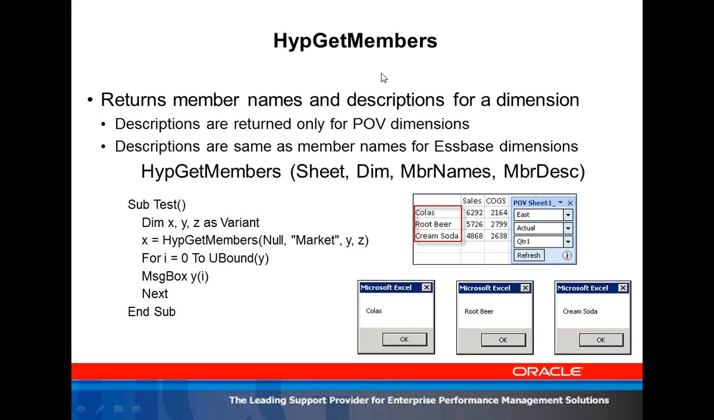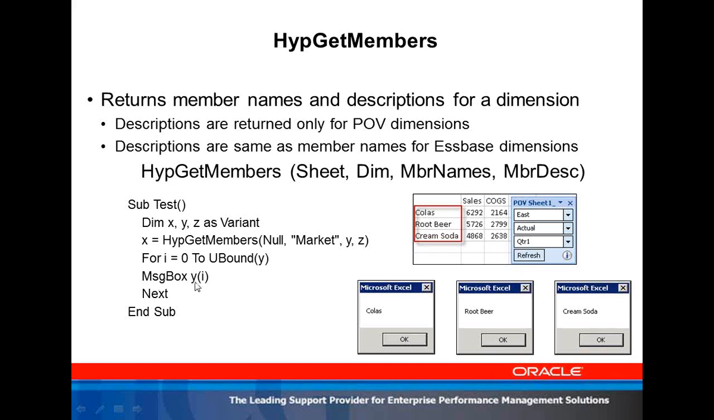HSGetMembers, from an Essbase perspective, is a way for me to find out what members are displayed currently for a dimension. So if I say HSGetMembers, go into my market dimension and give me the member name in this variable Y and the member description in this variable Z, which for Essbase is the same thing. It is the member name. There is no description in Essbase land.